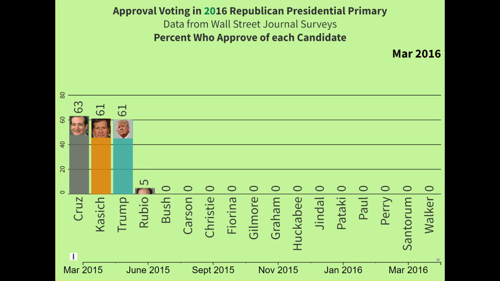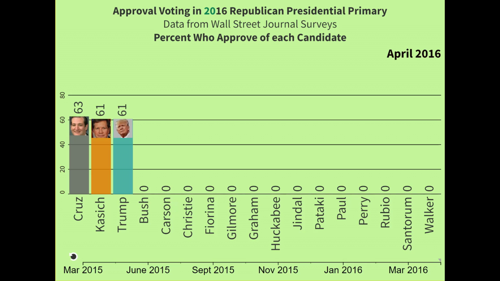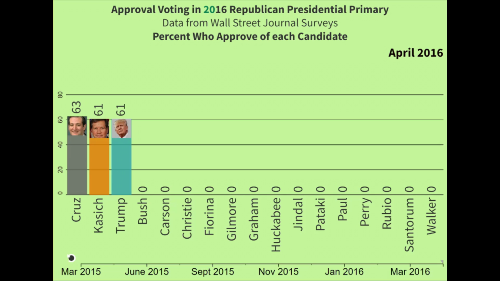In April, it was time to select the Republican nominee. Under approval voting, Cruz was in 1st, and Kasich and Trump tied for 2nd. However, the election was conducted using the Choose One voting method. Trump became the Republican nominee, even though he was never first in the number of people that would support or approve of him.